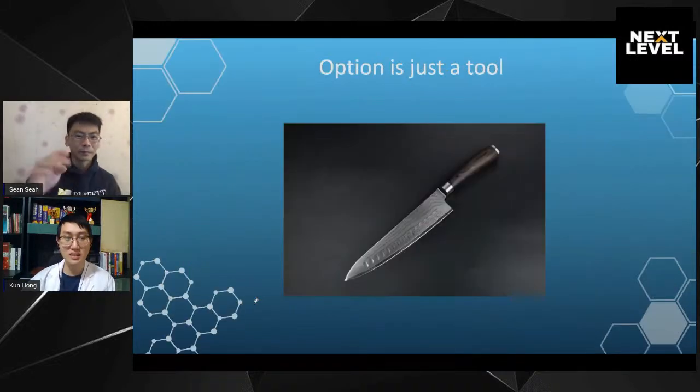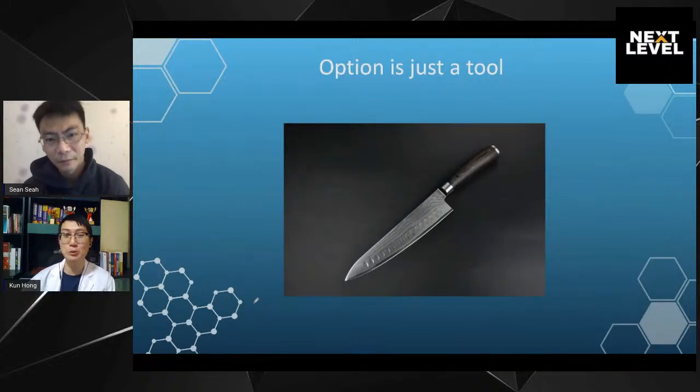Okay, cool. So similar to the first time, an option is just a tool. It's extra stuff to help you earn a bit more income. If you use it wrongly, you get injured by it, but if you use it correctly, it can help you.